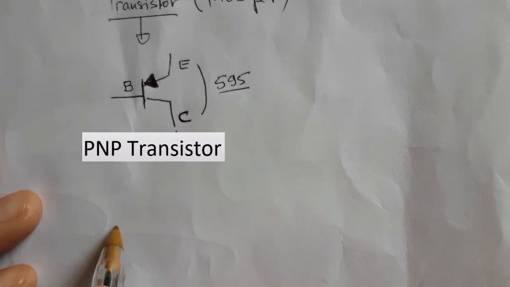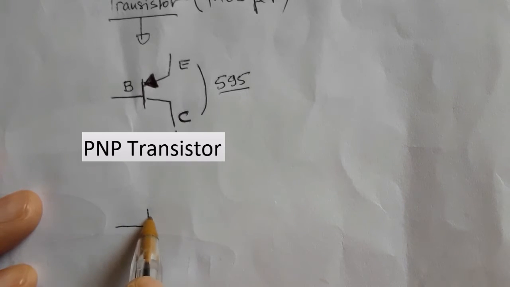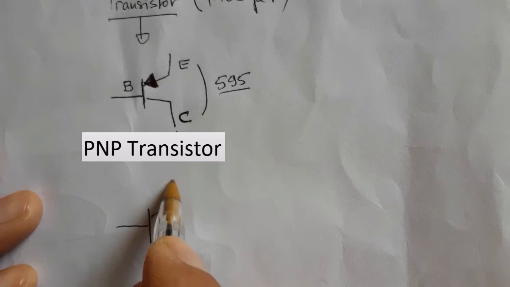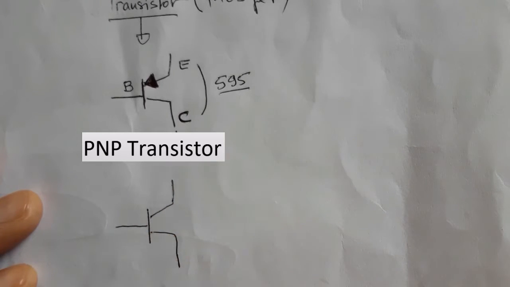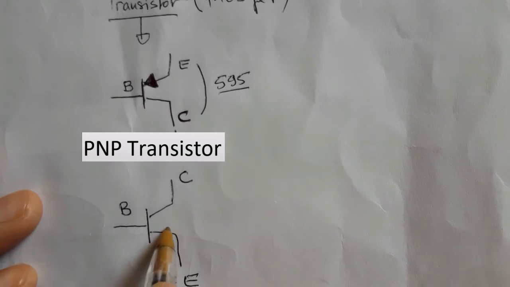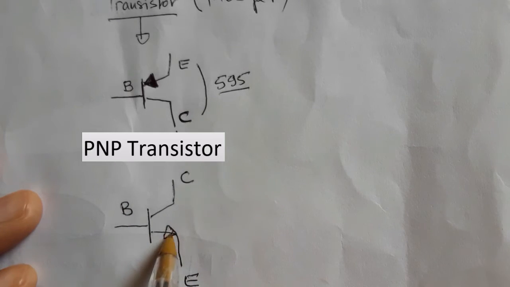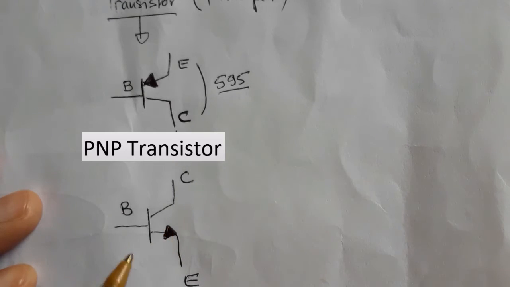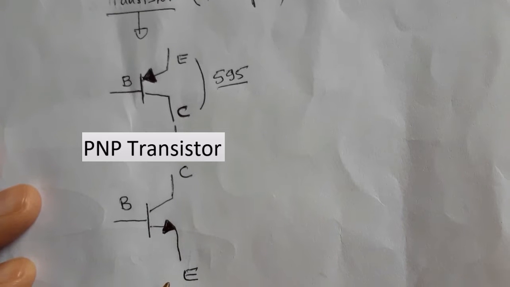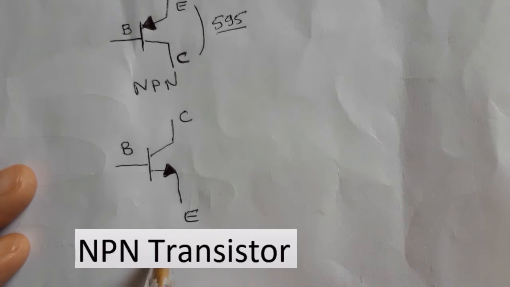So let's draw the NPN transistor this time. Of course, we have three terminals: collector, base, and emitter. Now we're going to draw the arrow in the direction of the emitter. So this is NPN, "not pointing in." The arrow is not pointing in, which means NPN. Okay, this is NPN.